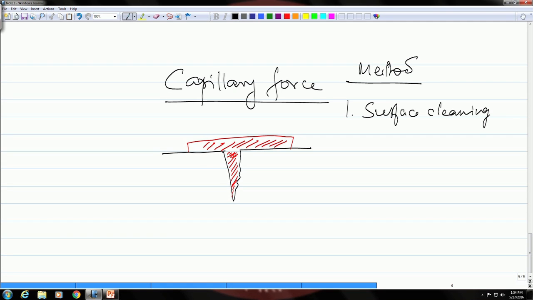Okay. This is to ensure that your surface is clean and the contact angle is less than 90 degrees, so that the liquid dye can spread over nicely over the surface.